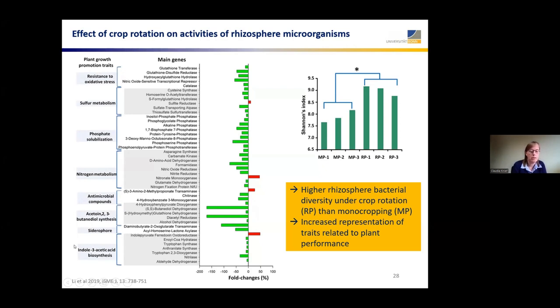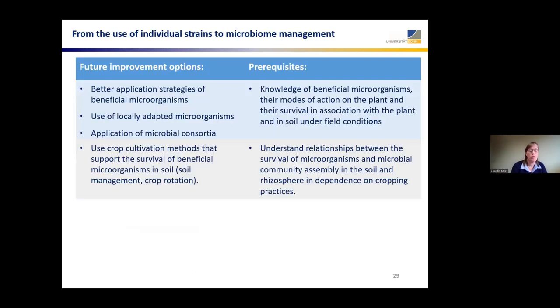And here at the bottom, we have the increased abundance of genes that are involved in indole-3-acetic acid biosynthesis. That's basically auxin production, so plant hormone production. The presence of these genes does not necessarily imply that all these functions are realized, but at least it illustrates that the potential of the rhizosphere microbiome under crop rotation conditions to promote plant growth and development appears to be higher. So meaning, with crop management regimes, we may also be able to get improved supportive conditions for beneficial microorganisms.